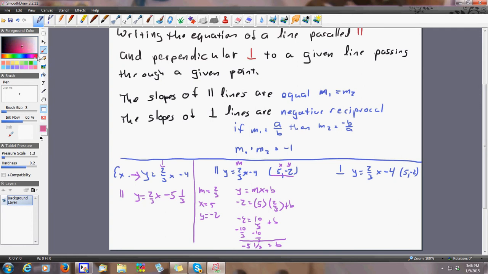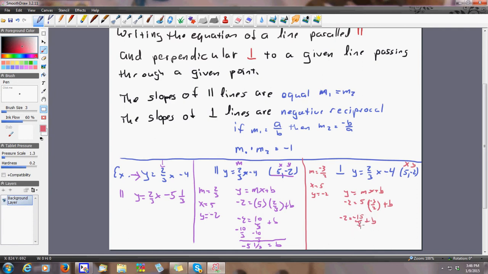Now, I'm going to do a perpendicular line. Because my slope is 2/3, my new slope has to be negative 3 over 2. My x and my y have to be the same. So x equals 5, y equals negative 2, because this was the point that I wanted to pass through. All right? So y equals mx plus b. I have negative 2 equals 5 times negative 3 over 2 plus b. So I get negative 2 equals negative 15 halves plus b.